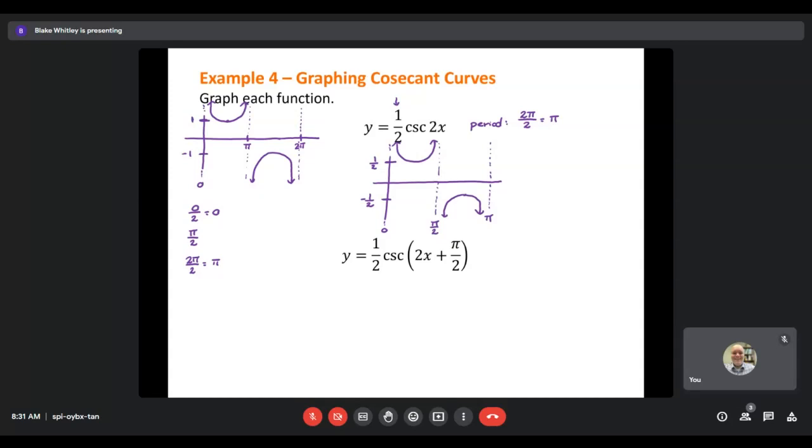All right, now this bottom equation, notice here the 1/2 is exactly the same. We have the 2, that's our k value again, and this time we're going to have a shift. So we're basically going to be able to use what we found in the first part to help us figure out what this graph looks like.